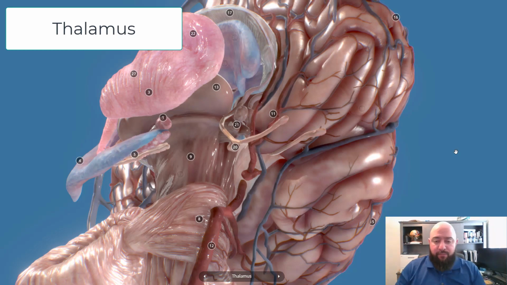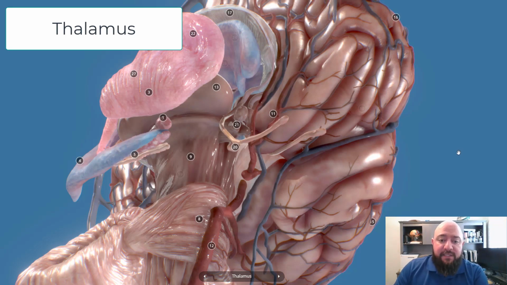It wouldn't help if visual stuff went to the temporal lobe. The temporal lobe wouldn't know what to do with it. So the thalamus takes that information and says, okay, your touch, your heat, like whether we feel cold or warm. That's a touch sensation that deals with our skin. That goes up to the parietal lobe. So that's what the thalamus does.